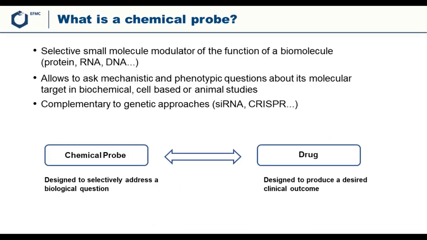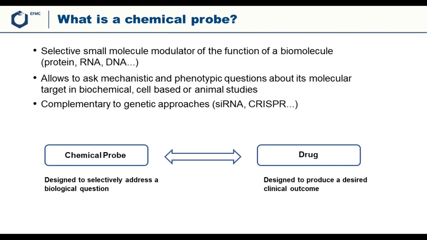So let's start from the beginning. What is a chemical probe? A chemical probe is a selective small molecule modulator of the function of a biomolecule. Usually it's a protein, but it can also be RNA, DNA, or any other biomolecule. And these will be used to study the biology associated with this biomolecule. It will allow you to ask mechanistic and phenotypic questions about this molecular target in a variety of settings such as biochemical, cell-based, or animal studies.